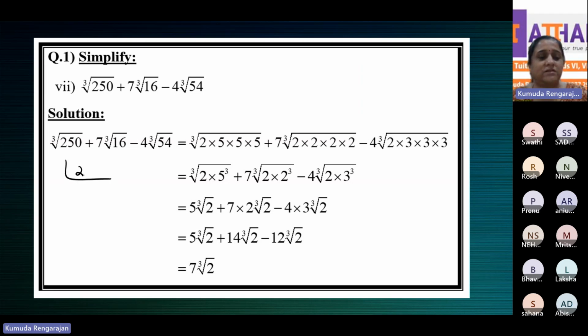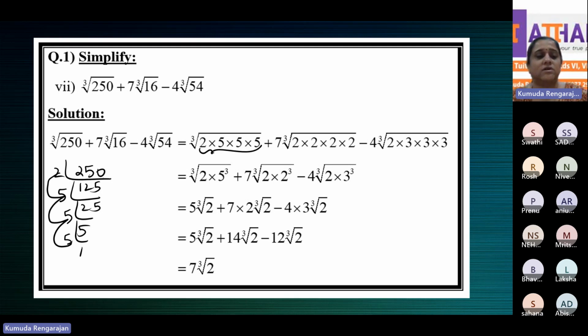So this is the method. 250 in the rough column, you should do this. 2 125 times, then 5 25 times, 5 5s, 5 1s like this. So 250 is equal to 2 into 5 into 5 into 5. That's what I've written here. So how did suddenly 250 become this? Using this method.